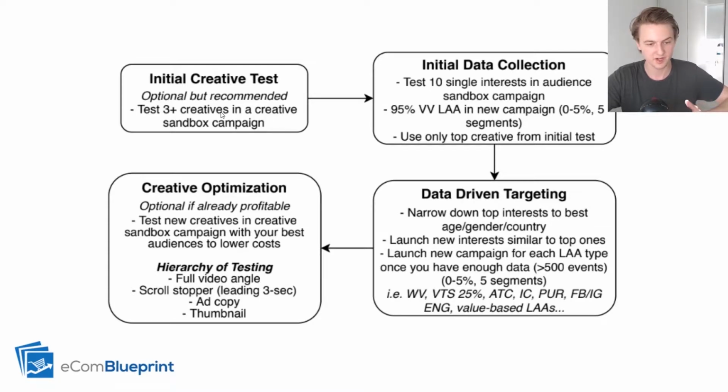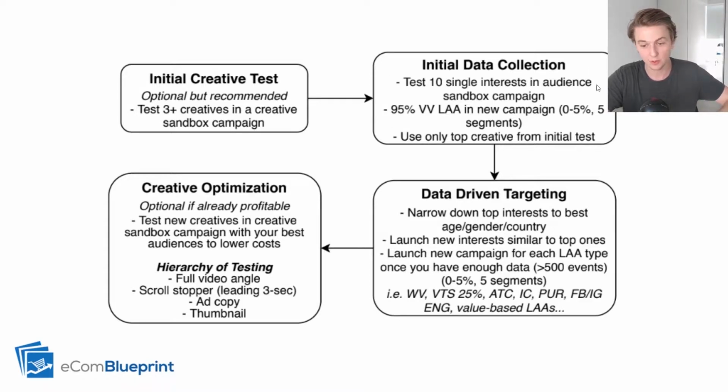You've identified your top creative if you did this step, and then what you want to do is use that creative, that ad, and test 10 single interests in an audience sandbox campaign, right? An audience sandbox campaign is just a campaign to test different audiences. So you want to test 10 single interests in a campaign like this, and you also want to test your 95% video viewers lookalike audiences as soon as you have enough data to do so. These are 2 different campaigns here. The first one is 10 single interests, and the next one is just 95% video viewers lookalikes in another campaign. And I'm going to explain this further in a second.